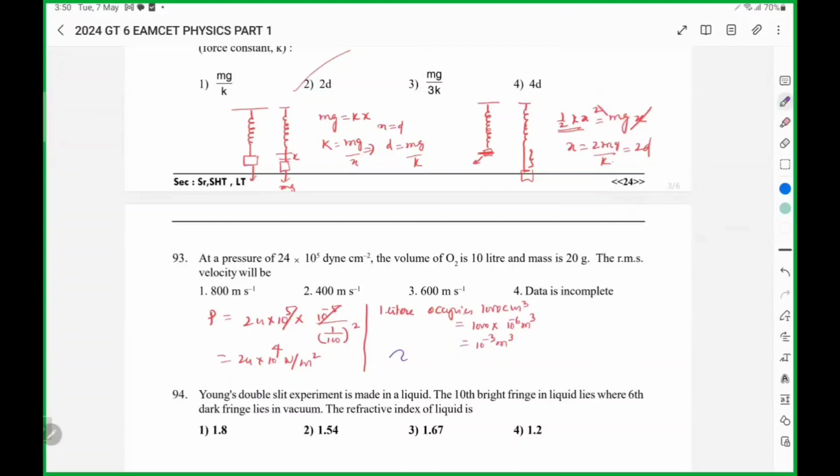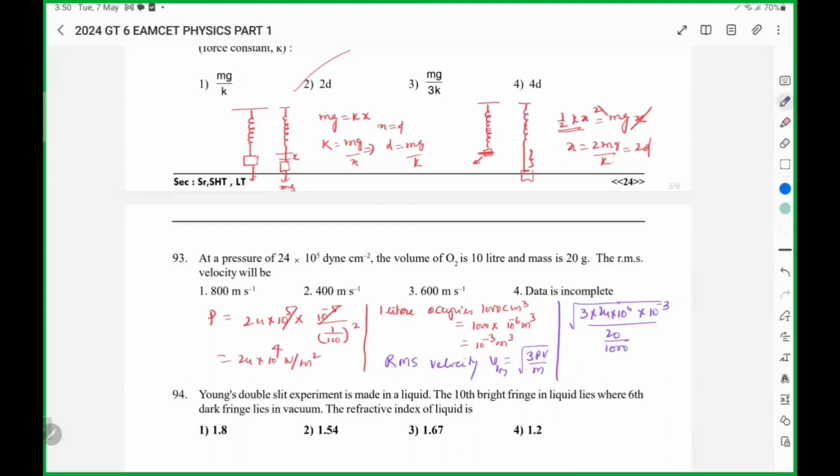So the RMS velocity will be V_RMS equals root of 3PV by M. Root of 3 into 24 into 10 power 4 into volume 10 power minus 3, by 20 grams, that is we convert into kgs.